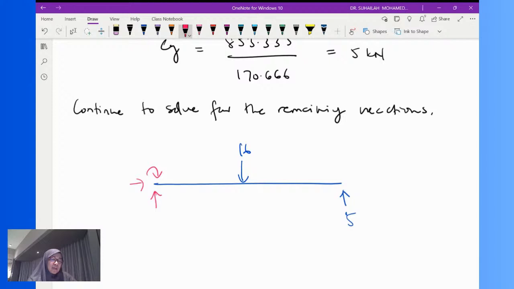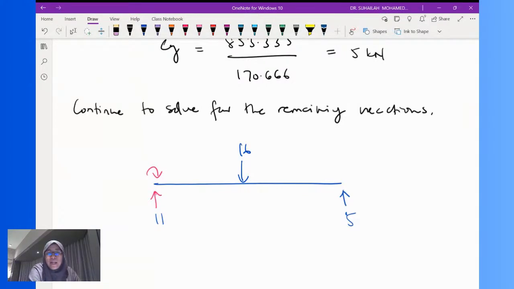So there is 16 kilonewton downward. We have 5 kilonewton upward. And what's the difference? The difference is the AY value. So what is AY? 11. Okay, so AY is 11. AX is 0 because this is a beam, so we don't need to put the 0 value in the diagram. Okay, what about the moment?